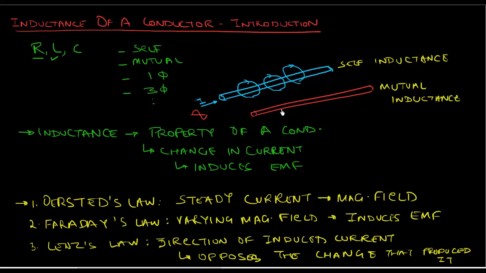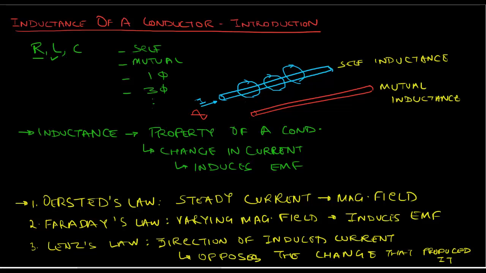You have to consider the inductance caused by the current passing through that conductor, which is self-inductance, and you have to consider the inductance due to any other nearby conductors, which is mutual inductance. We'll get into the details of this in the videos to come. So don't worry about that, but I just wanted you to be familiar with these concepts. So these are the laws.